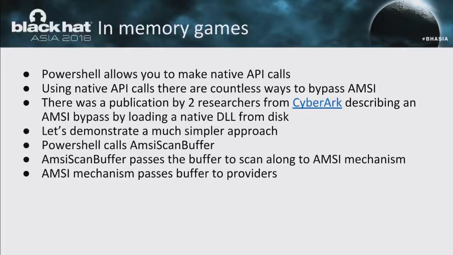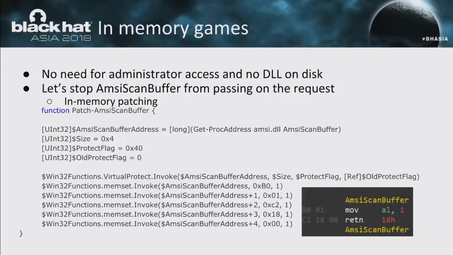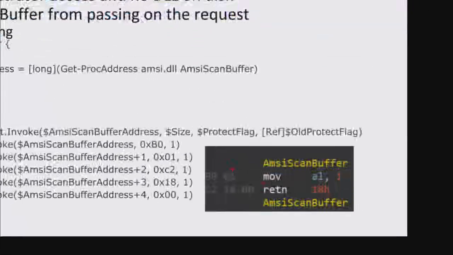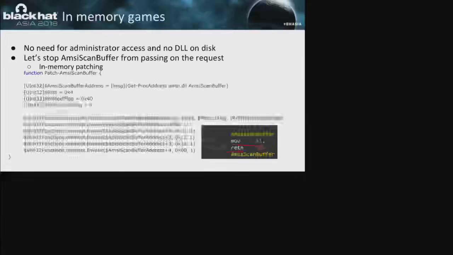We know that PowerShell eventually calls AmsiScanBuffer, and that AmsiScanBuffer is in charge of passing the scan requests to the providers themselves. So what we're going to try to do, without administrator access, is patch AMSI in memory, the DLL itself, and replace it with something along the lines of this right here, which is mov al, 1; ret, which means basically return 1. Since we expect a scan to return 0, which is success, this is going to be regarded as an error, and it'll allow us to bypass.